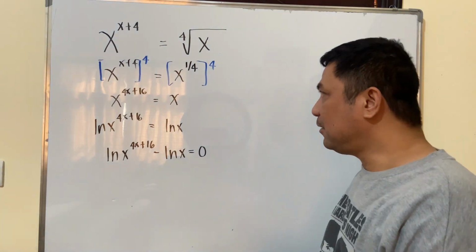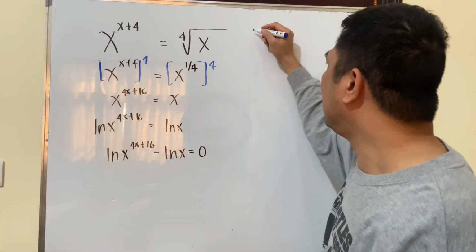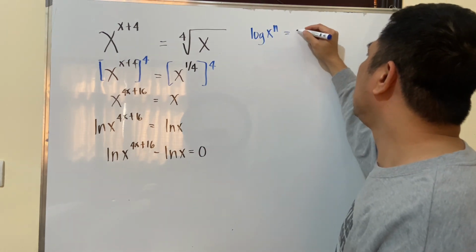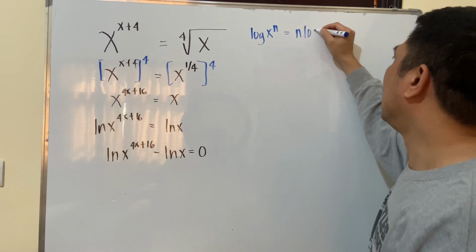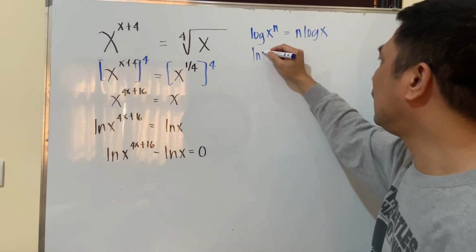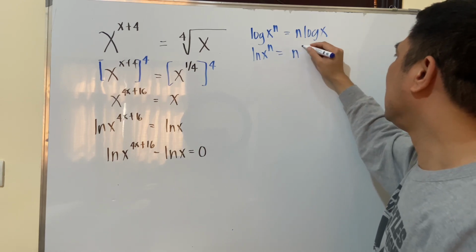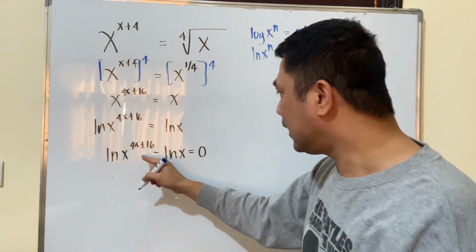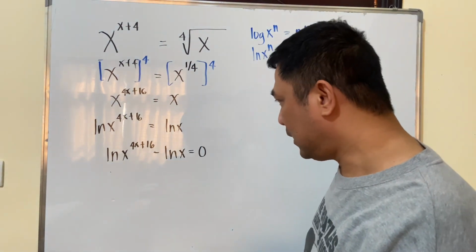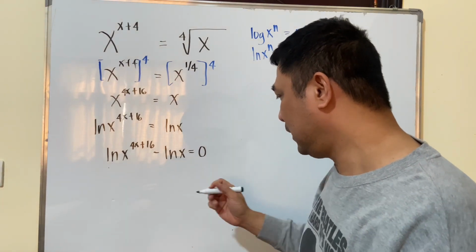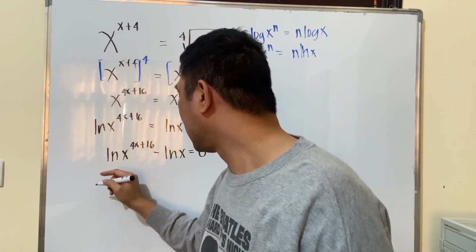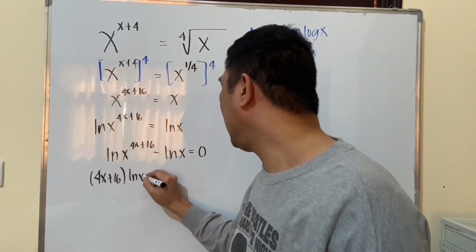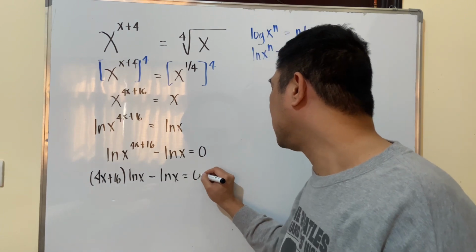Properties of logarithms say that if you have log of x raised to n, this can be rewritten as n log x. Similarly, if you have ln of x raised to n, this is n ln x. So in this case, we can do the same here with this ln of x raised to 4x plus 16. So we can have 4x plus 16 times ln x minus ln x is equal to 0.